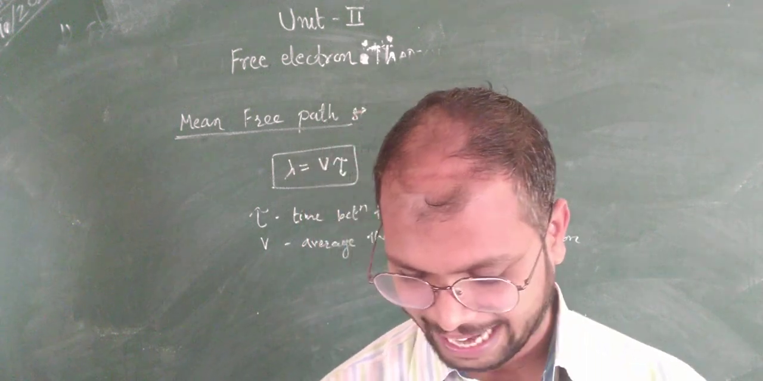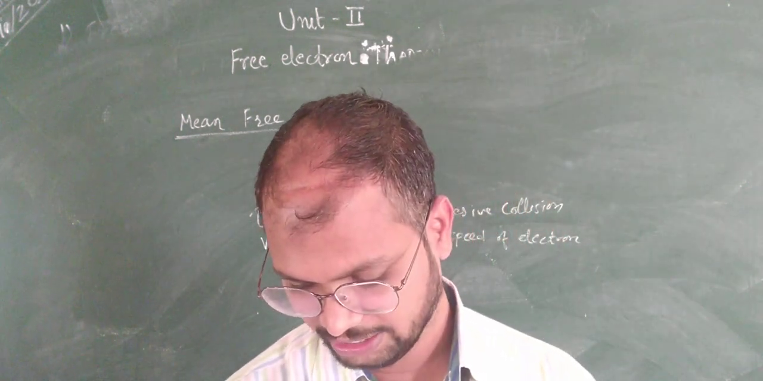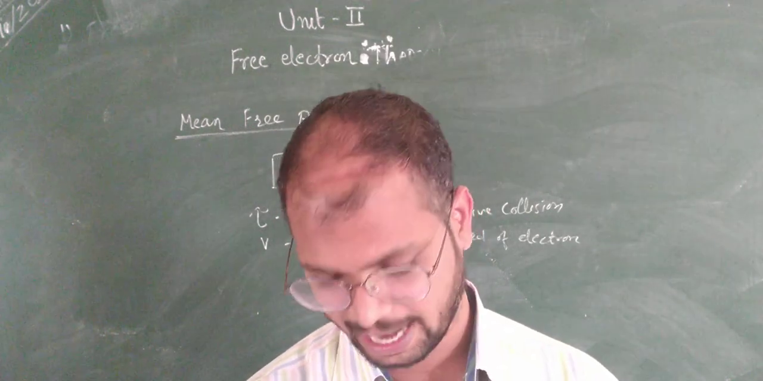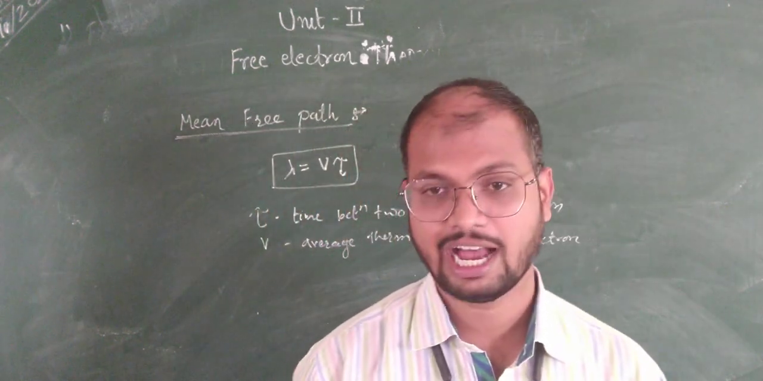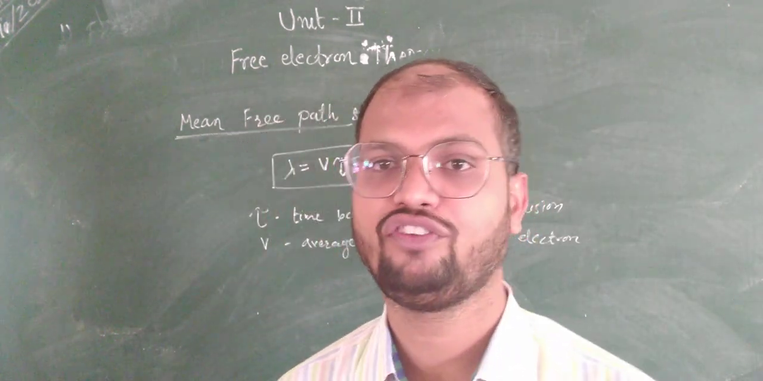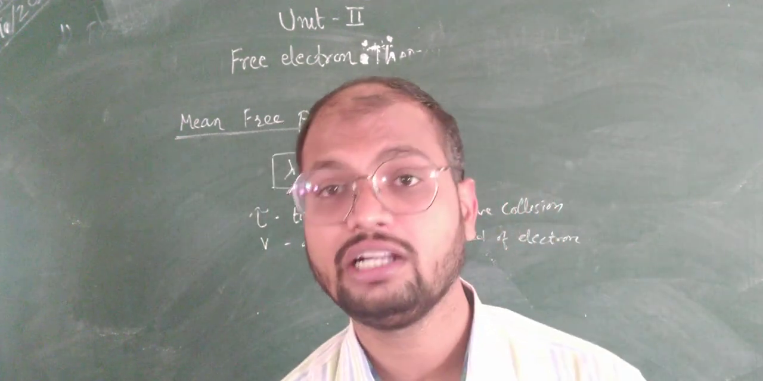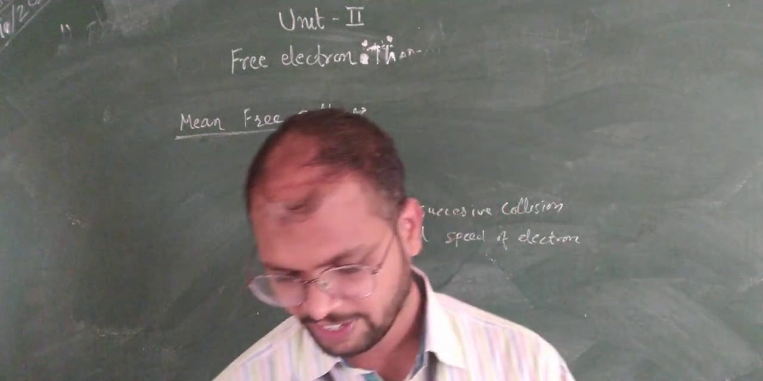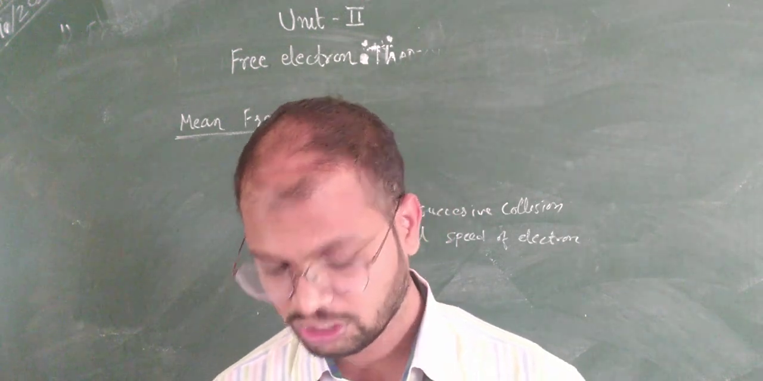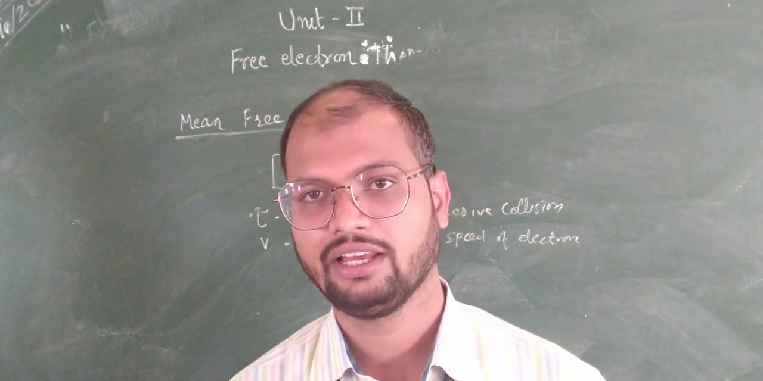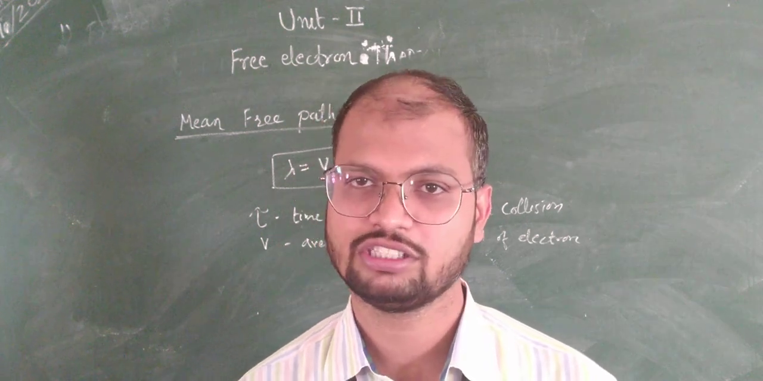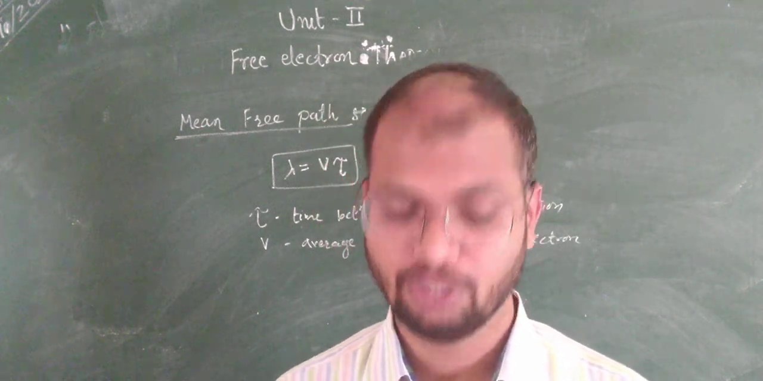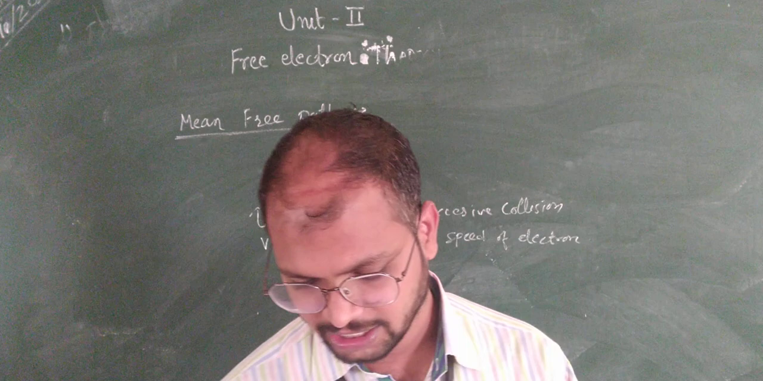The fourth assumption is that during the random motion, electrons collide with themselves and with atoms or ions of the lattice. The electrical and thermal conductivities are mainly due to free electrons. In the absence of an electric field, the motion of free electrons is random, so therefore the average velocity is 0.